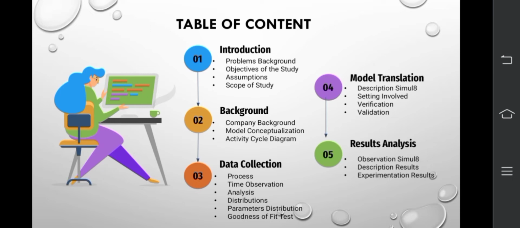The third, we have data collection, which has process, time observation, analysis, distributions, parameter distribution, and goodness of fit test. The fourth is model translation, and we have description, simulation setting involved, verification, and validation. And the last one, we have results analysis, which has observation, simulation description results, and experimentation results.